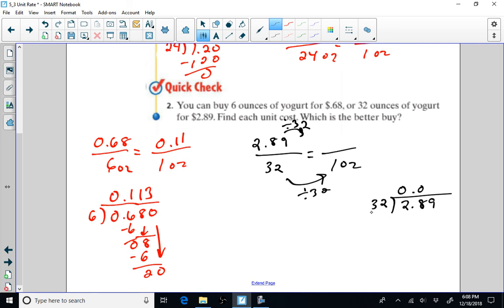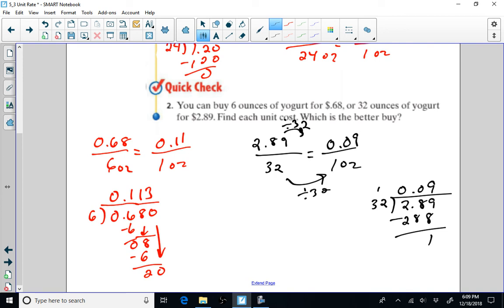How many times? I don't know. Well, 3 goes into 28 about 9 times. 9 times 2 is 18. Carry the 1. 9 times 3 is 27. 1 is 28. Subtract, I get 1. So we're at about 9 cents per ounce.